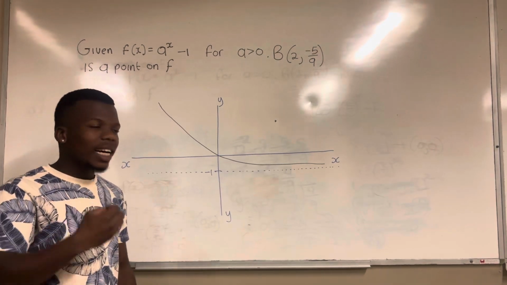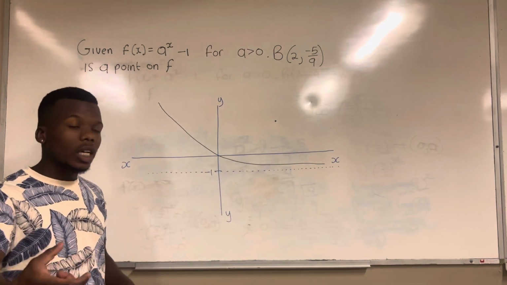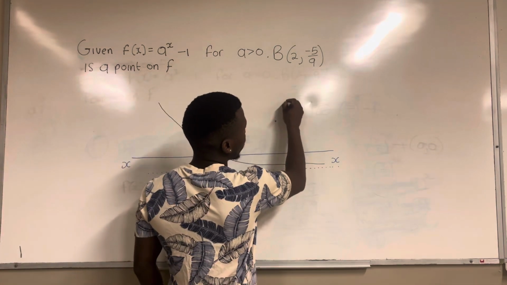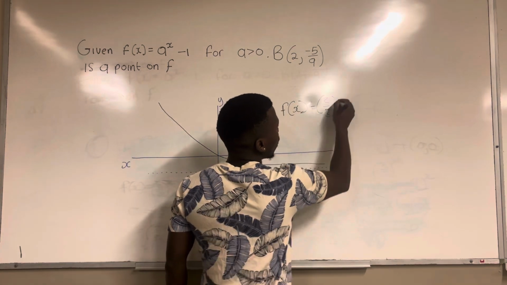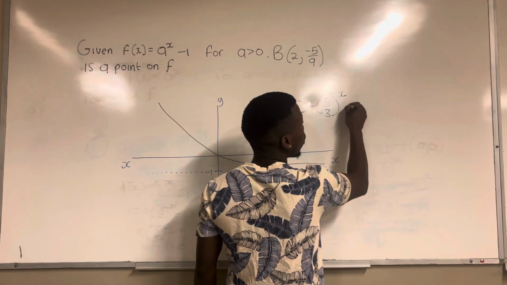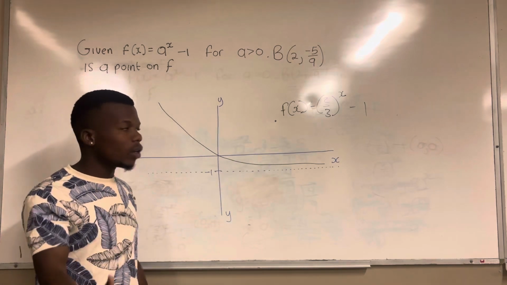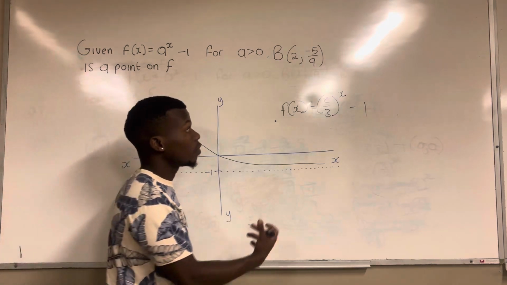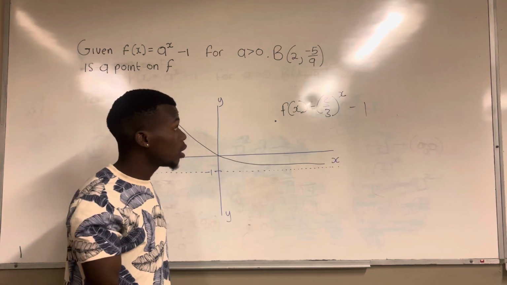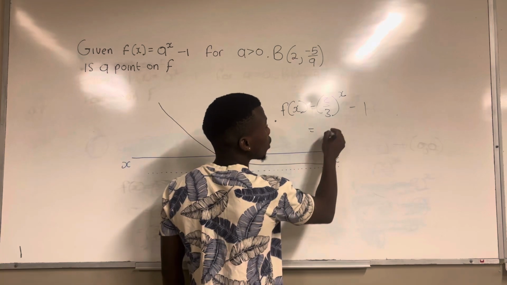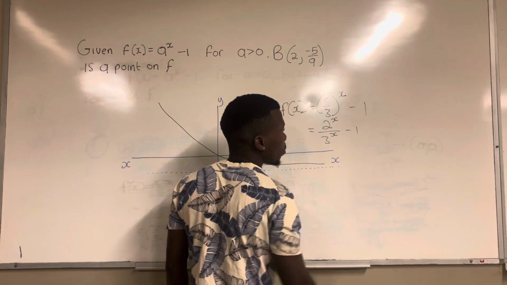Now, let's analyze our graph. Why is our graph like this? Let's write the equation of my graph: f of x equals (2/3) to the power of x minus 1. Let's check for all the positive x values. For all the positive x values, it means the x that I'm going to substitute here must be positive. This is the same as saying we have 2 to the power of x divided by 3 to the power of x, minus 1.